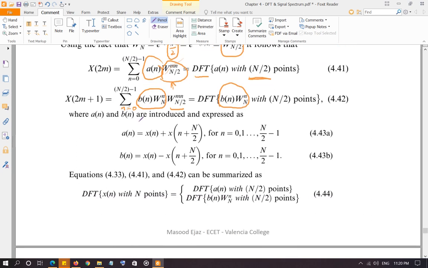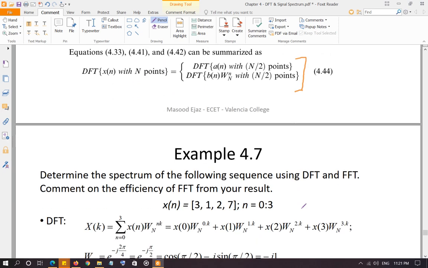So basically the DFT of x[n] with N points, with the decimation in frequency FFT algorithm, becomes the DFT of a[n] with N/2 points and the DFT of b[n] times the twiddle factor to the power n with N/2 points. That's what the decimation in frequency algorithm comes down to. Now of course the natural question is, okay, this is all good, where's the efficiency? So let's look at that.